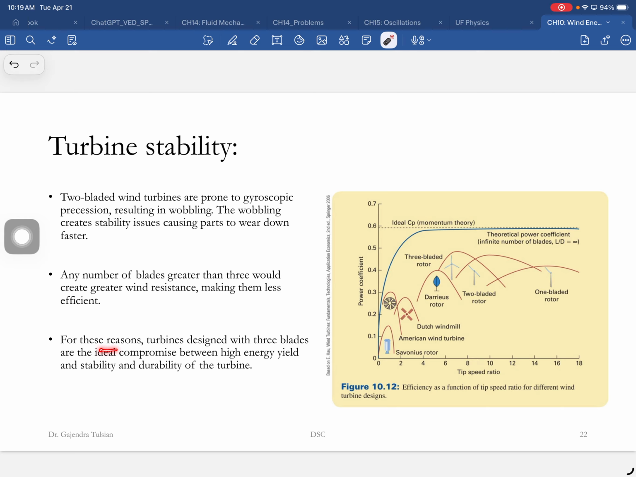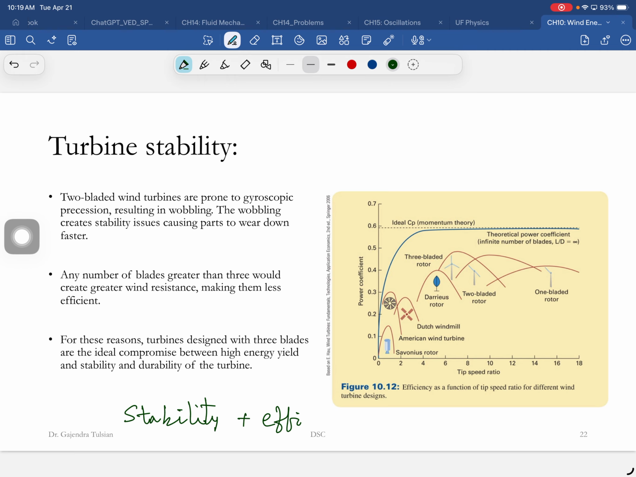So for stability plus efficiency reasons, 3 blades are the best combination. Turbines designed with 3 blades are the ideal compromise between energy yield and the stability and durability of the turbine.